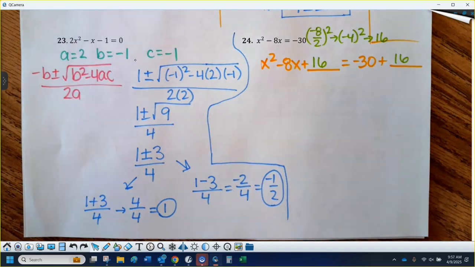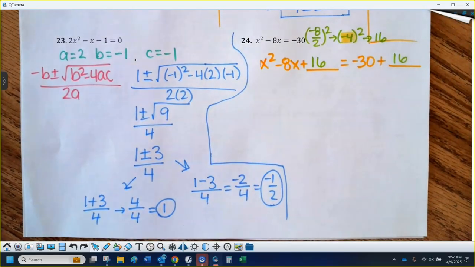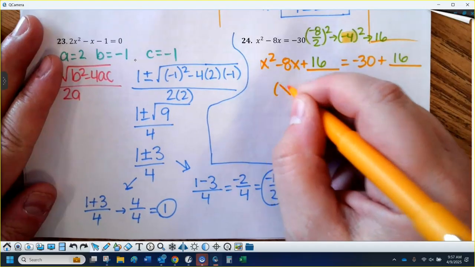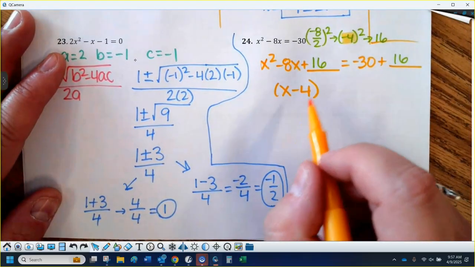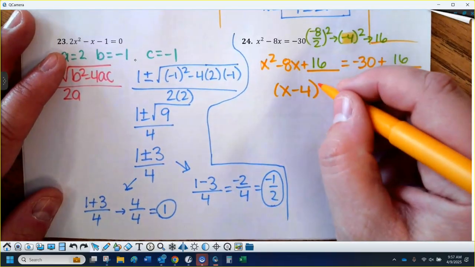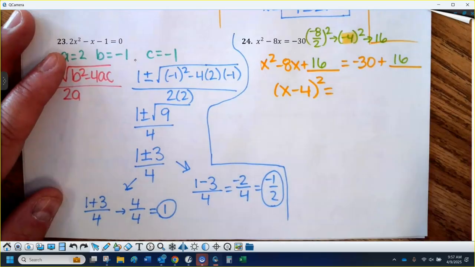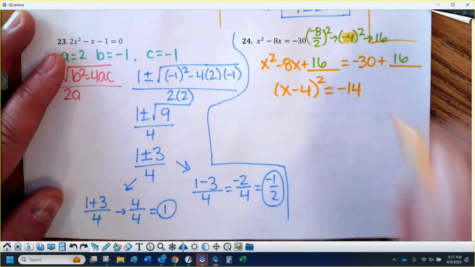If you did it correctly, I swear to you, whatever you squared, which was negative 4 here, that should be your factor. So multiply to get 16, add to get negative 8. I squared negative 4, so it would be x minus 4. Negative 4 times negative 4 is 16, and negative 4 plus negative 4 is negative 8. And then on the other side, we're just going to add these. So negative 30 plus 16 is negative 14.